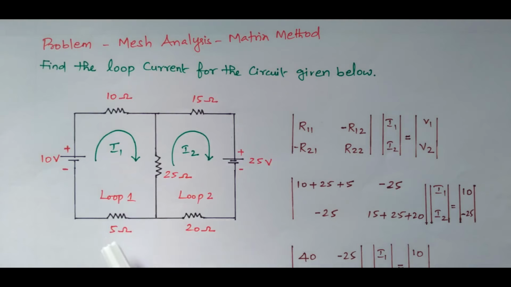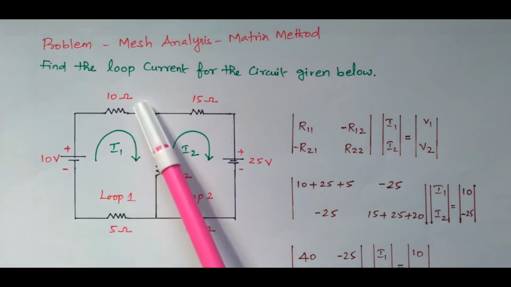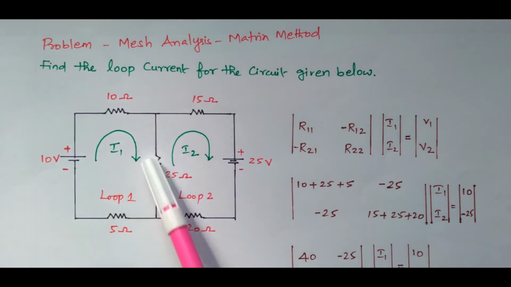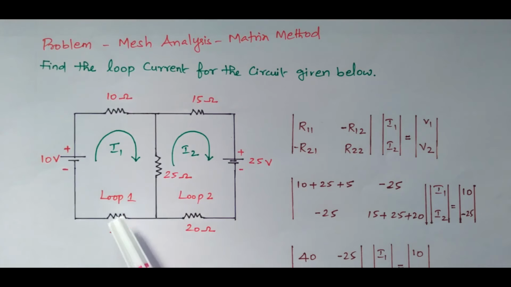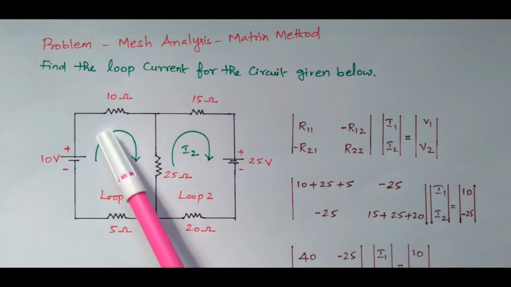By seeing the diagram, we can easily identify this is loop 1. Loop is nothing but a closed path. This is one closed path, loop 1. The current flowing through the closed path is I1, in the clockwise direction.